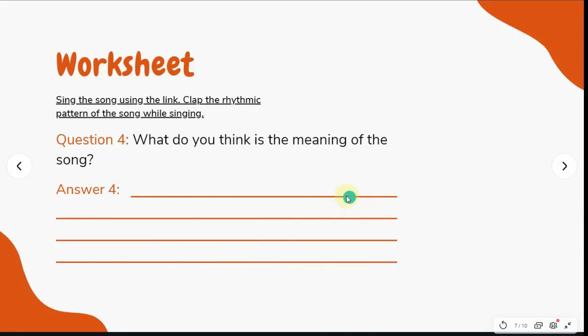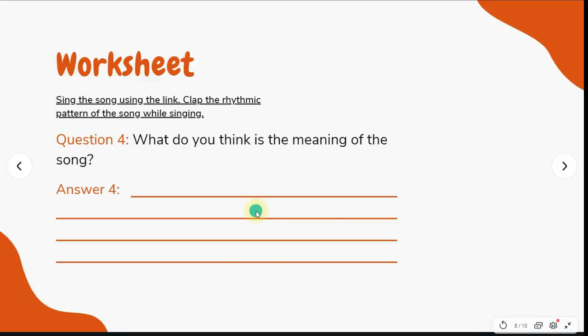Okay, so next, question number 4, what do you think is the meaning of the song? Okay, so a while ago I explained it to you. So what is harana, and what is the meaning of the song, what is the song all about? You can write your answer on this space provided, or maybe in your module there are more spaces provided for these questions, so you can elaborate your answer. You can explain your answer there.